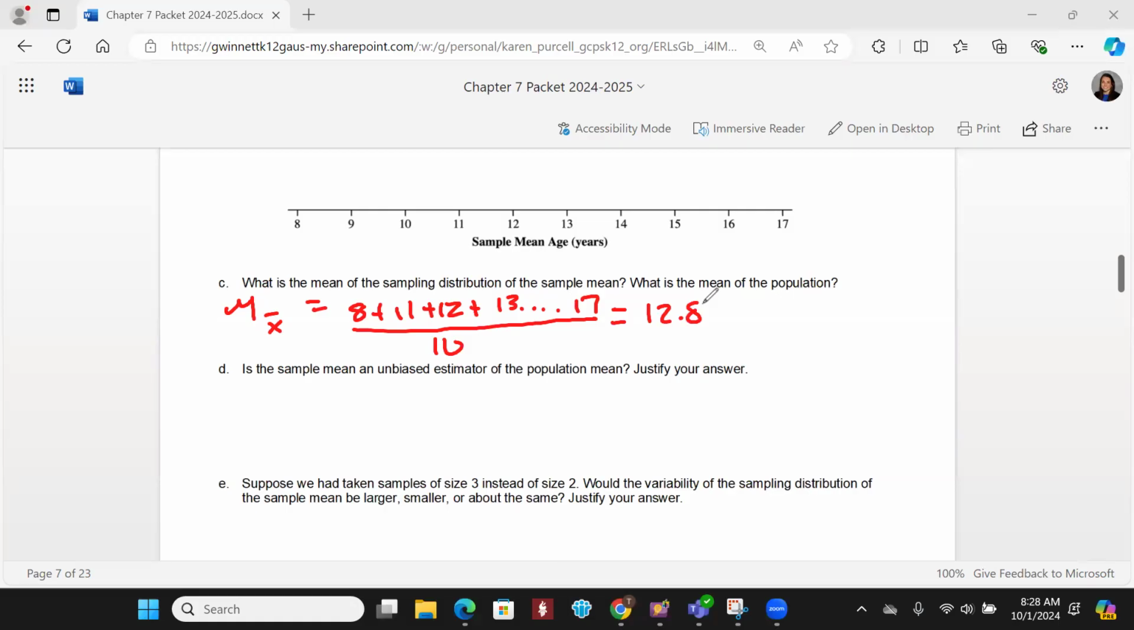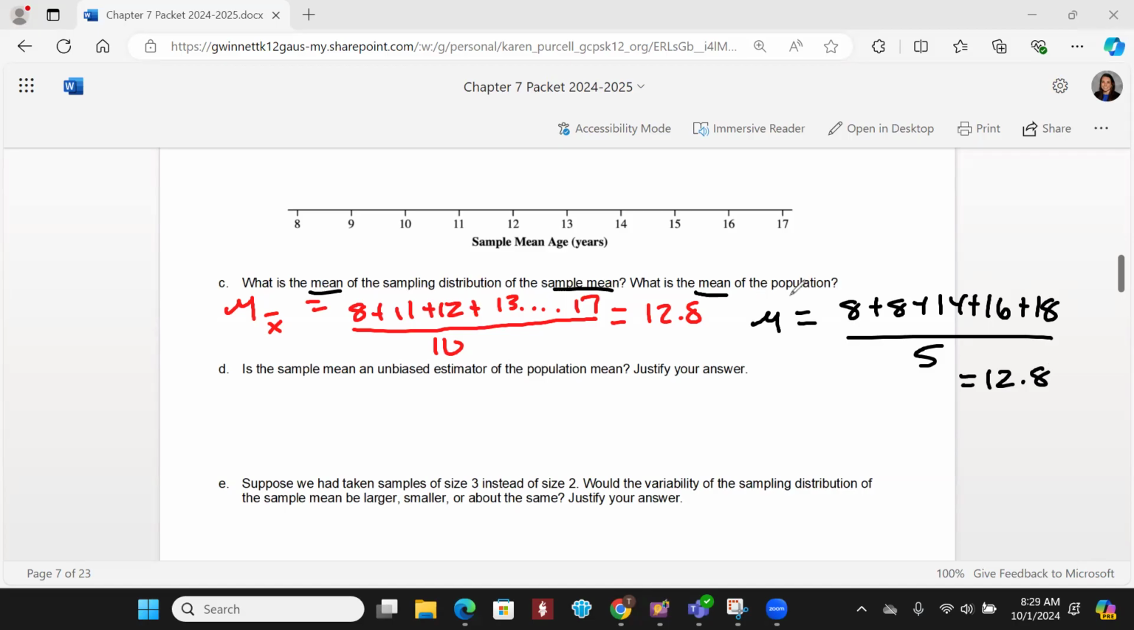Then what is the mean of the population? The population is how many people? 5. Okay, so we're going to say mu equals 8 plus 8 plus 14 plus 16 plus 18. We divide by 5, and that gives us 12.8. Oh, look at the numbers. Okay, so the question asked us to find the mean of the sample mean. Then it also said, what's the mean of the population? Our population is those 5 kids at the beginning, right? Notice the notation, mu sub x bar versus mu. When you say mu, you're talking about the population.